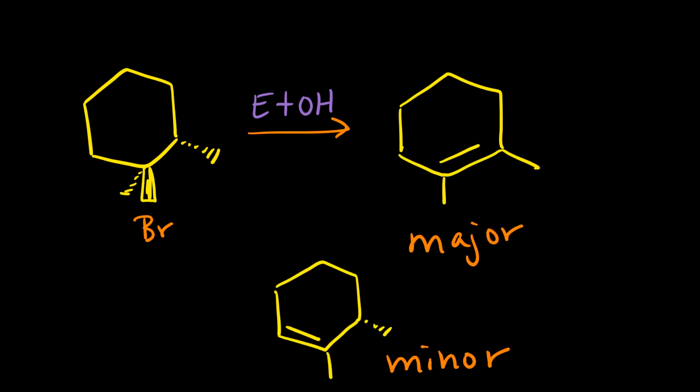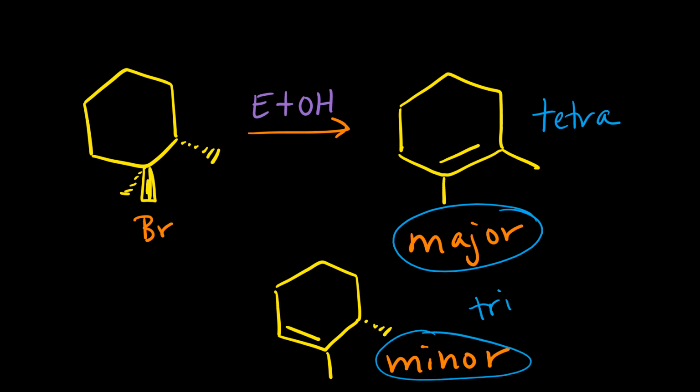Here are the 2 possible products, but you see that one of them is tetra substituted and one of them is only tri substituted. And so we end up getting a major minor product distribution according to Zaitsev's rule.